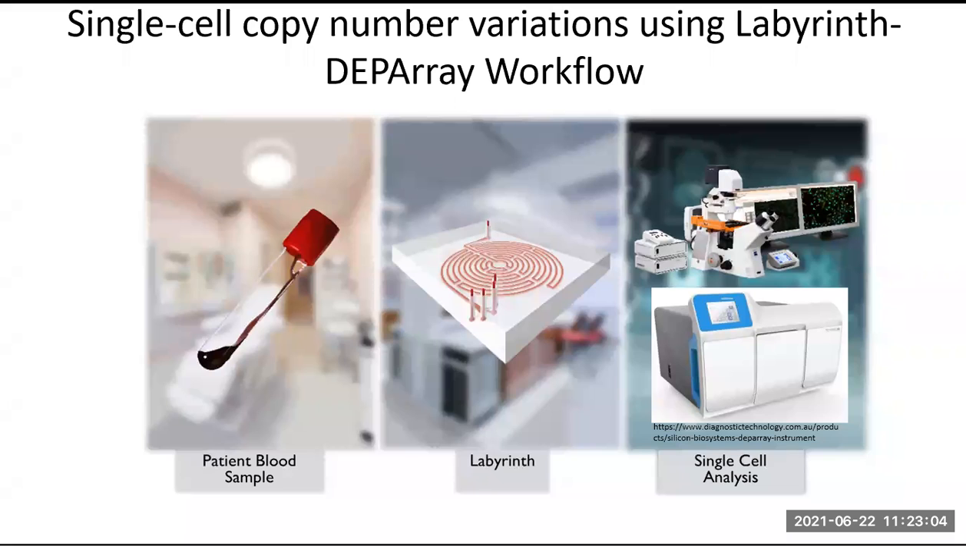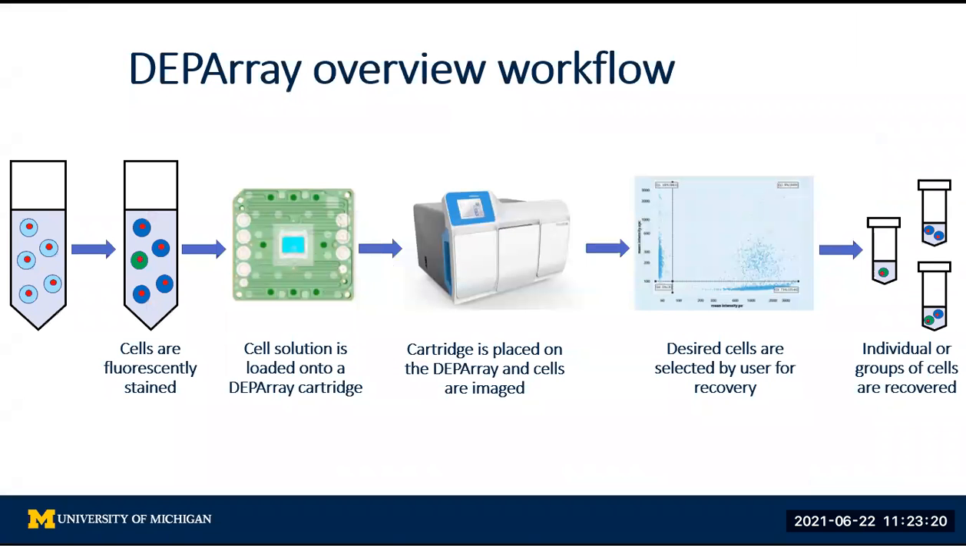The other type of analysis that we would like to do was sequencing. Can we take the cells that are isolated from microfluidic labyrinth, and then can we subject them to sequencing at a single cell level? So we developed a workflow using the DEPArray. DEPArray sorts the cells based on the fluorescence. So you can stain the cells. So the cells are purified in labyrinth, and then they're fluorescently labeled, and then they're loaded into the array cartridge.